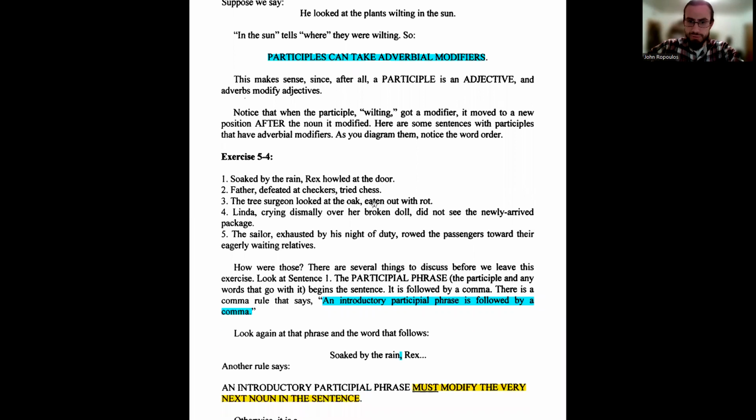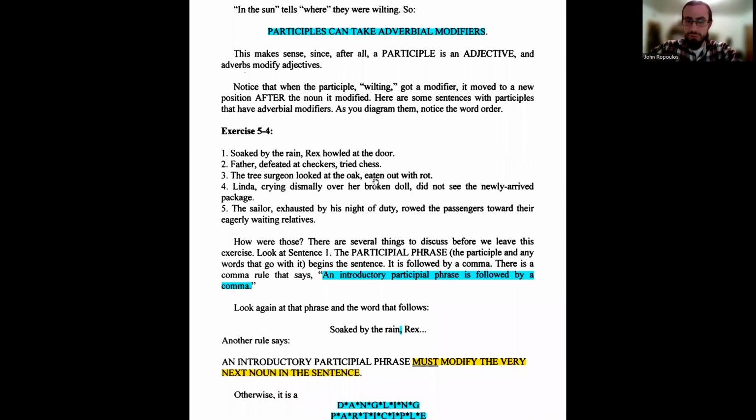Notice, about 5-4, she asked, how were those? There are several things to discuss before we leave this exercise. Look at sentence 1. The participle phrase, the participle and any words that go with it, begins the sentence. So you have soaked by the rain. Soaked by the rain, that's our participial phrase. So we have soaked, which is the participle, and then by the rain.